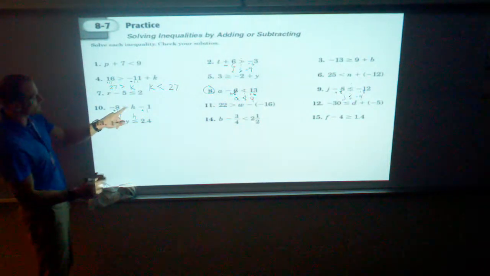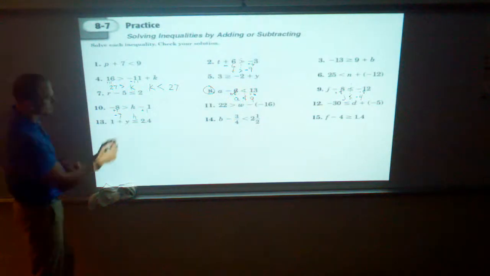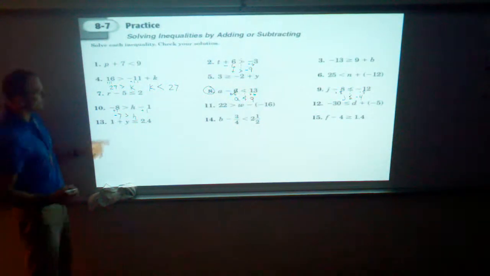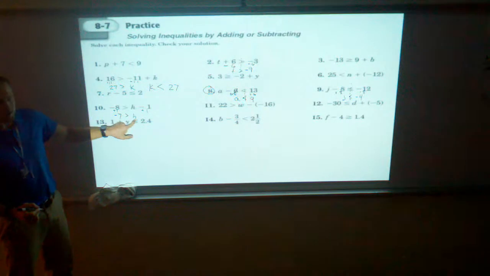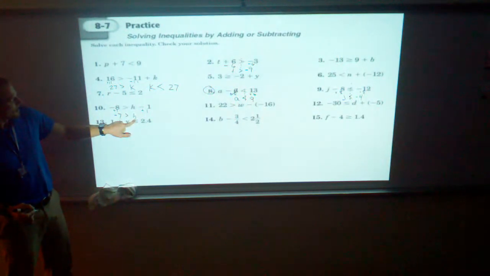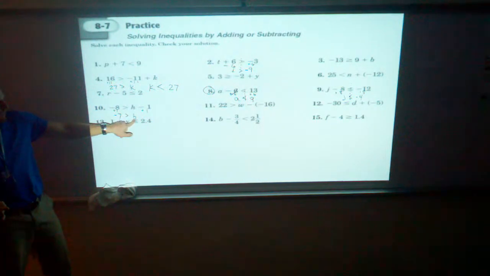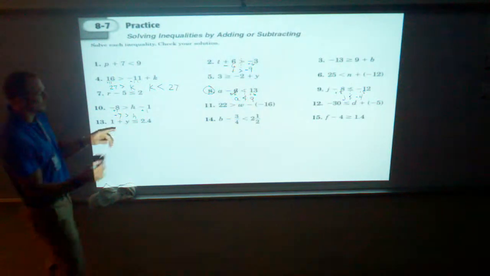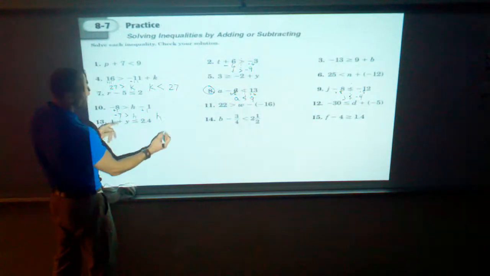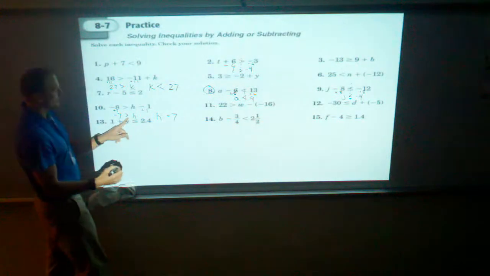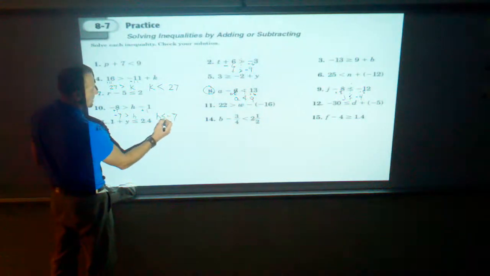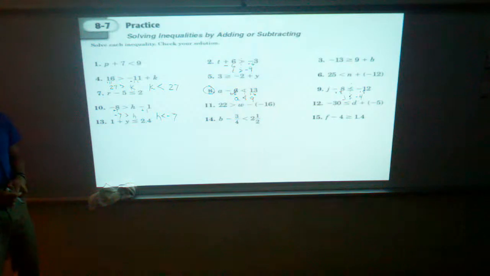I'm going to erase this now so you can see the sign. We've got a greater than sign, so this needs to be greater than. Negative 7 is greater than h. Now, I need to flip this all around because I don't want my variable on this side, I want it on the other side. So, I'm going to have h and negative 7, and I'm going to flip this around. H is less than negative 7.